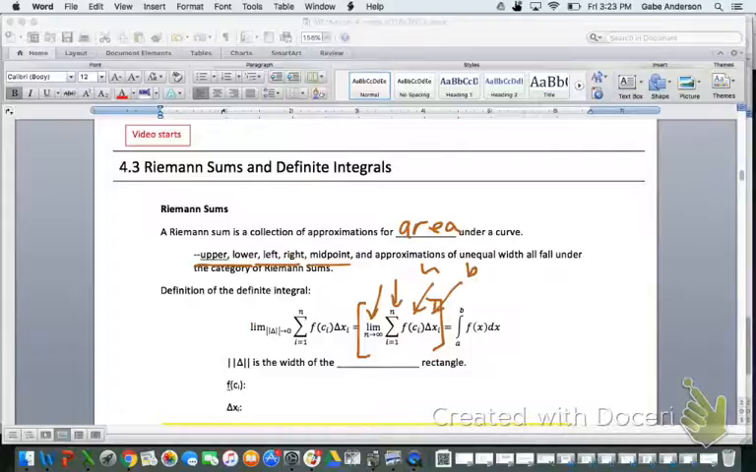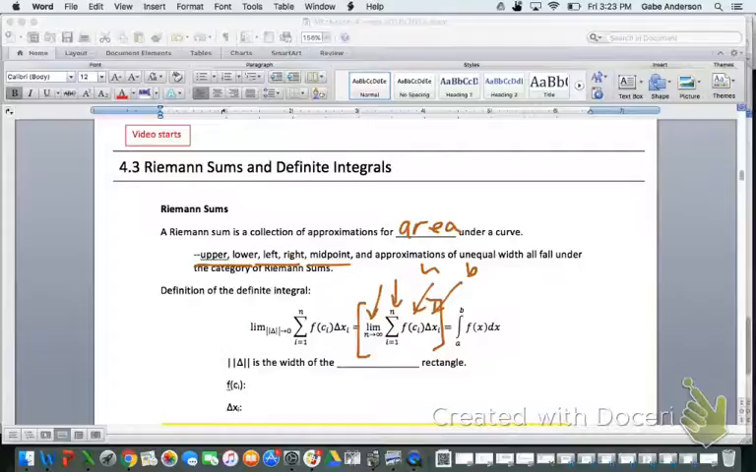And so sigma means sum, right? So we'll be summing up a bunch of heights, and then of course the limit means as the number of rectangles goes to infinity, summing up these heights times bases, summing up these areas would actually give us the exact area under the curve. So I hope that's just a review for you. We've already done several of those.